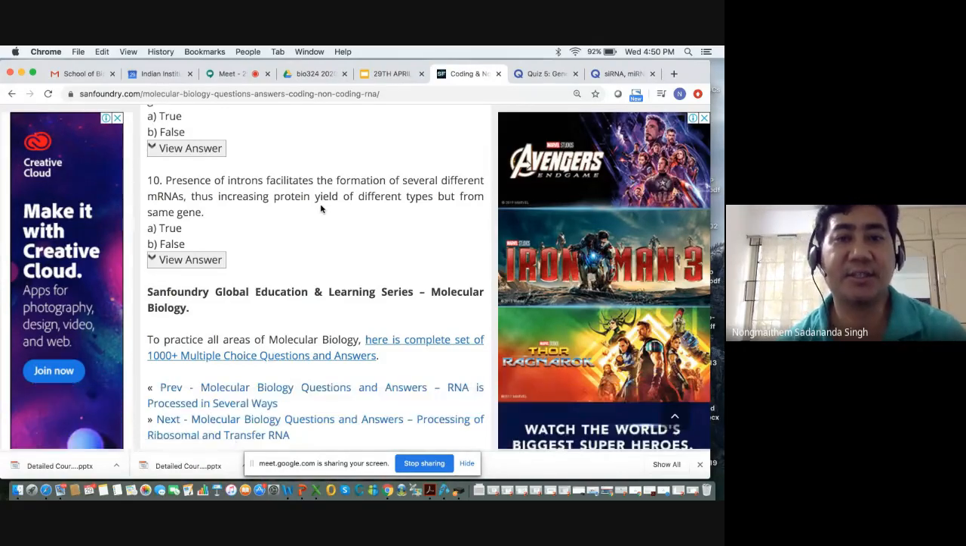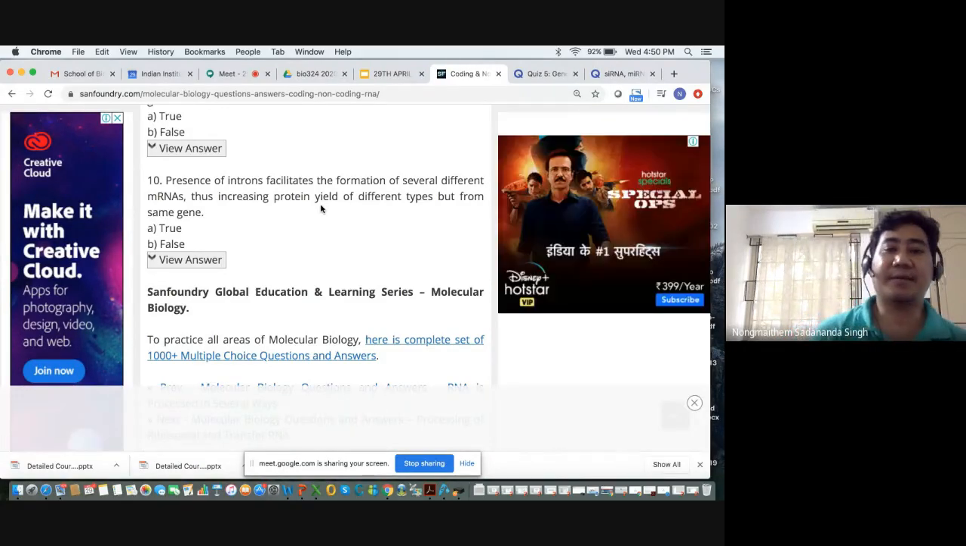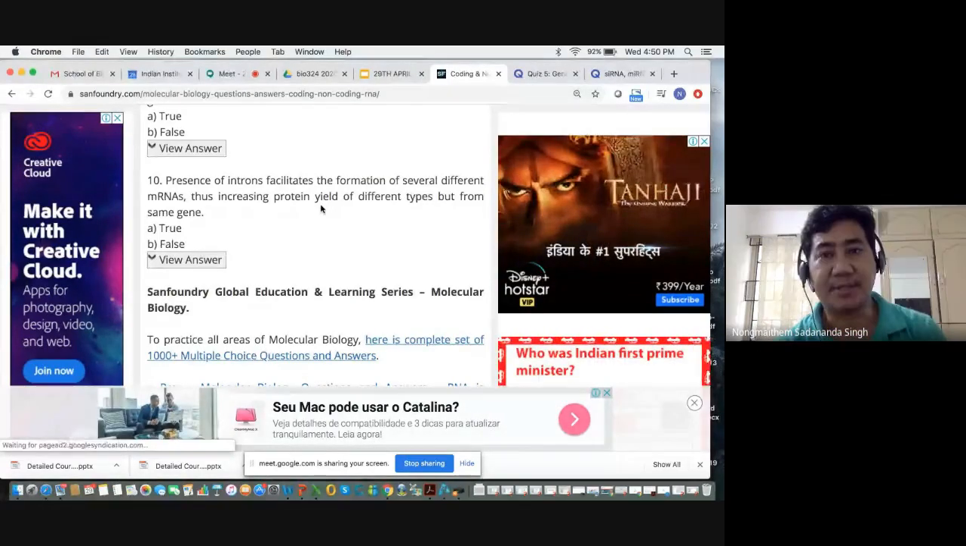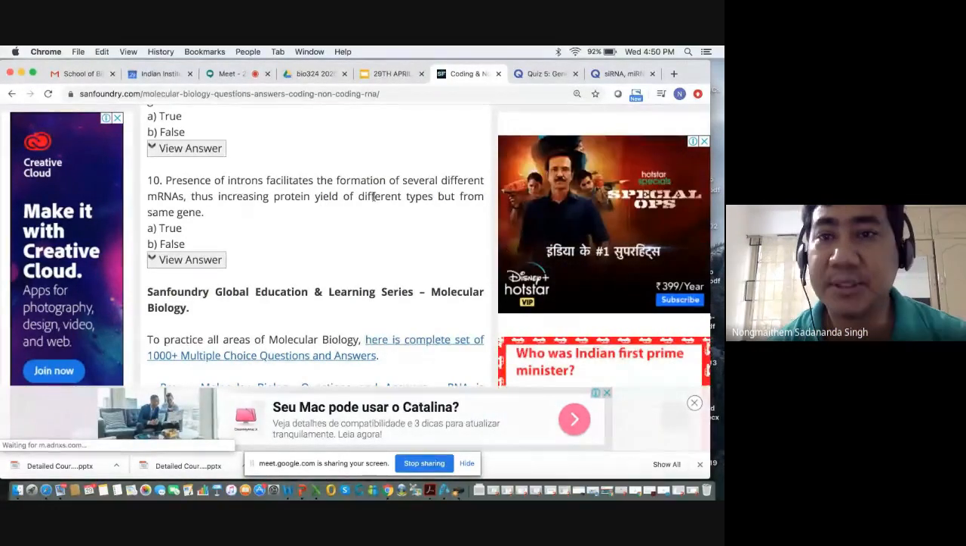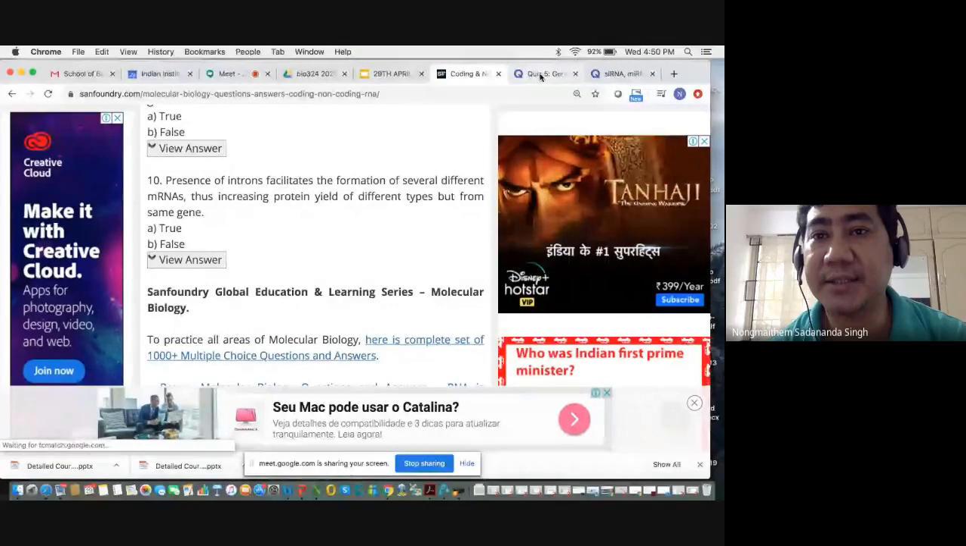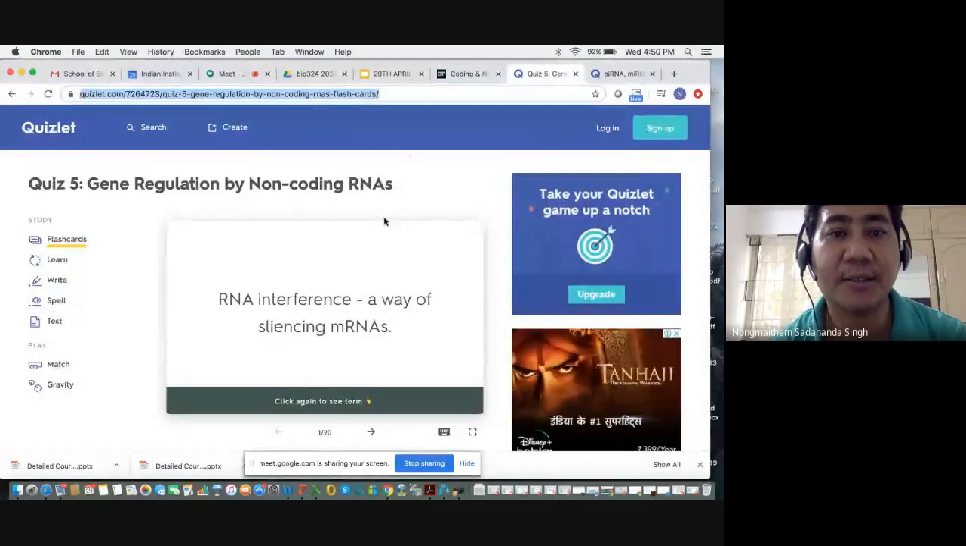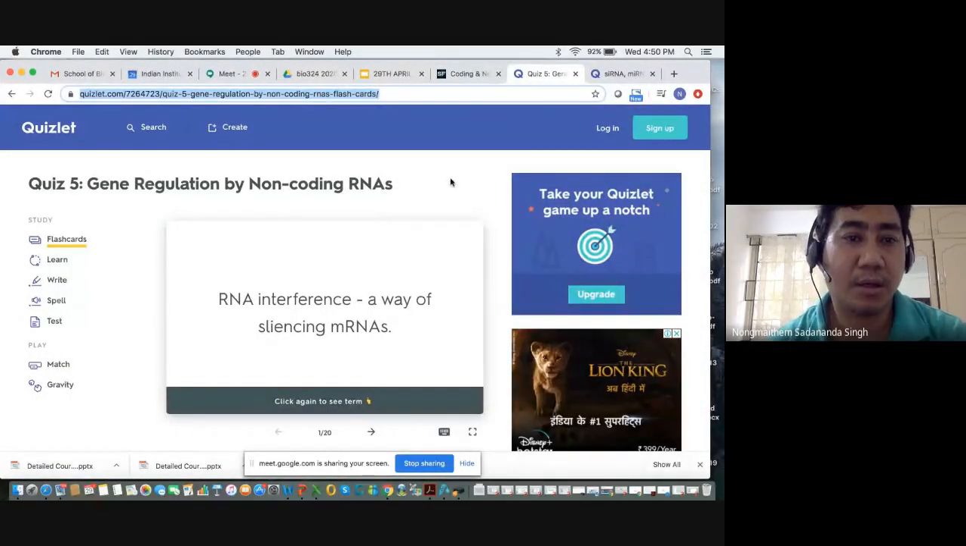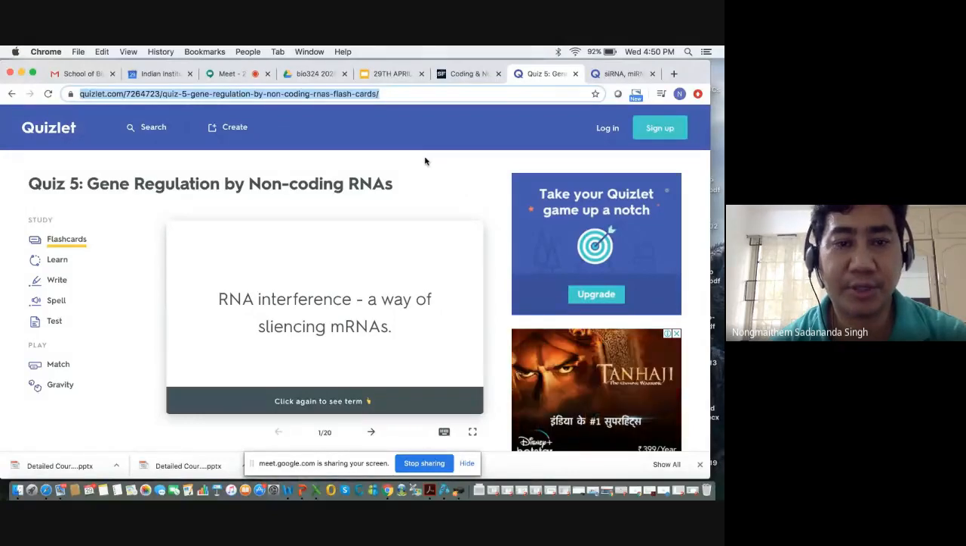So this increases the number of different types of proteins that are allowed to be expressed. Yeah. So this is one side. Then next, let's go to the second side. It's about non-coding RNAs.